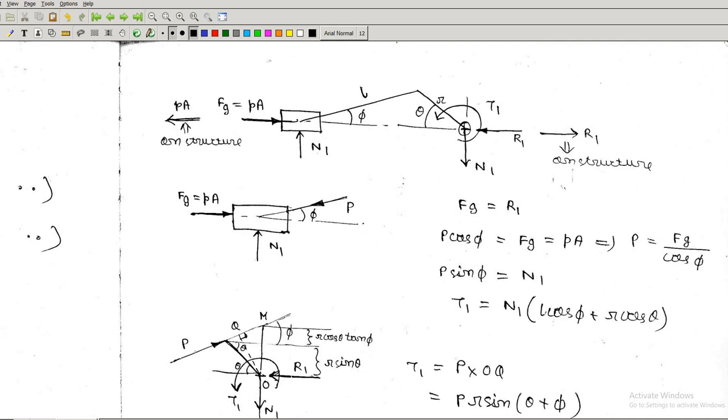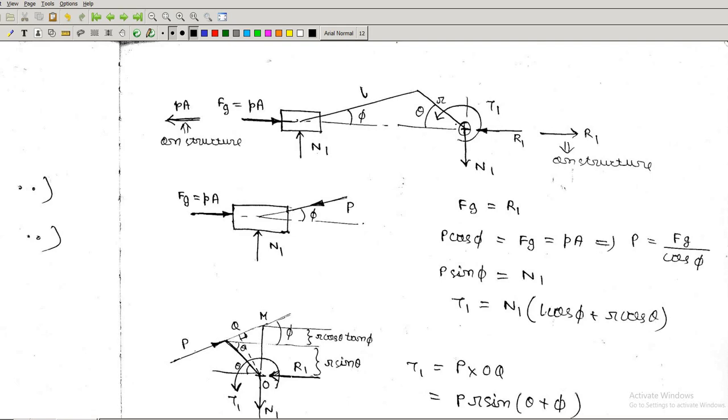So just try to understand this. Fg is P into A, coming due to gas pressure. This is coming on the piston from the cylinder. This N1 is coming on the system shown from the bearings which hold the crankshaft. This T1 is coming on the system we are showing, that is the crankshaft here, from the load.